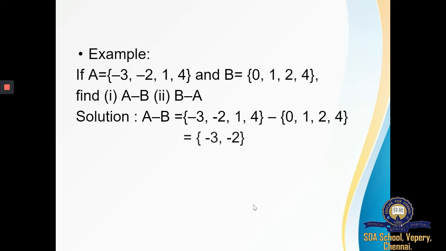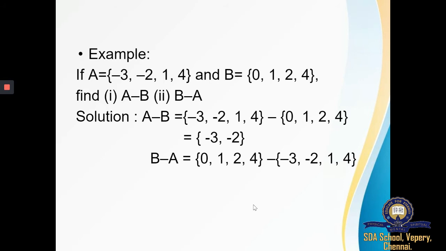Now if you see, the elements of B which are there in A are 1 and 4. So we have taken down 1 and 4. So you have to write the left out elements of A alone. So the left out elements of A are minus 3 and minus 2, right? Next, we have to find B minus A. So what do we mean by B minus A? The elements of A which are there in B are supposed to be eliminated.